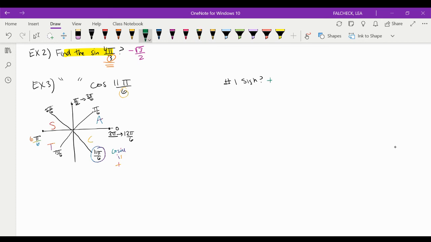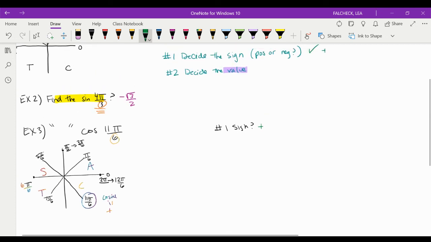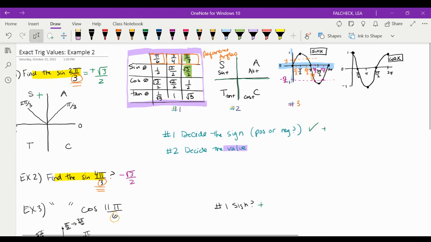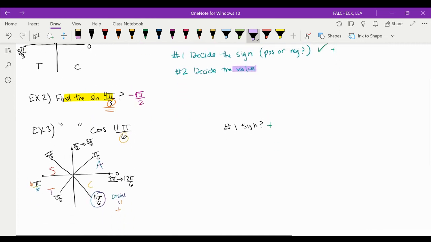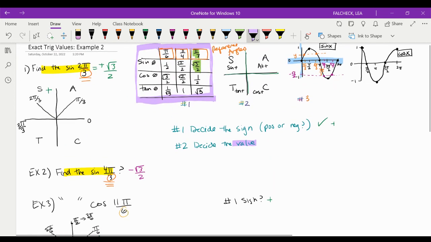And now I need to decide the value. So this denominator told me, hey, can you count in increments of pi over 6? But it's also telling me, hey, can you look at the common trig ratios table highlighted in purple and use the pi over 6 reference angle on the chart as your column to look in, okay? So I'm using the table to get the value. I'm going to use pi over 6 as my reference angle, and we're looking for the cosine.